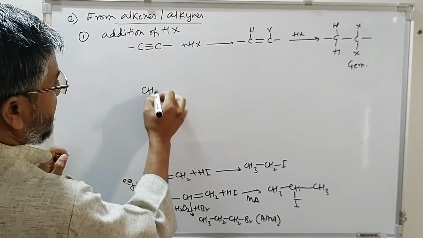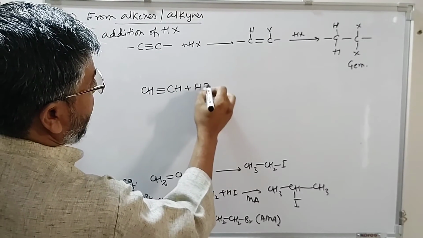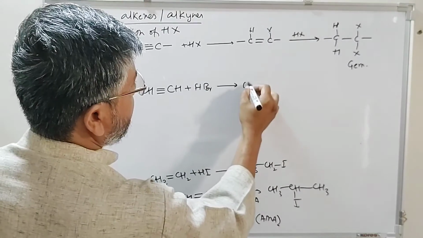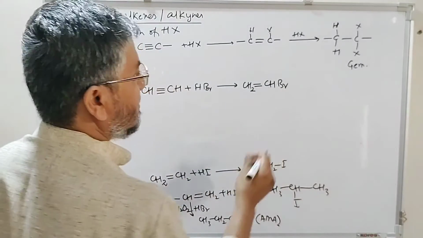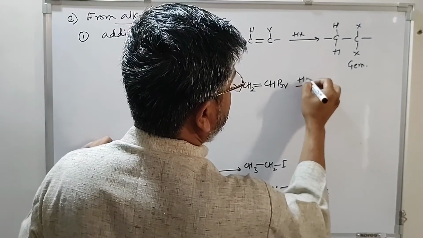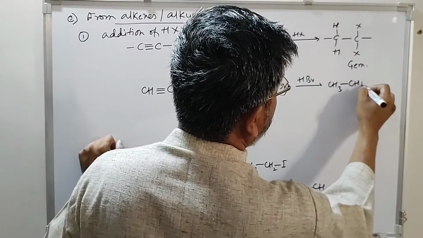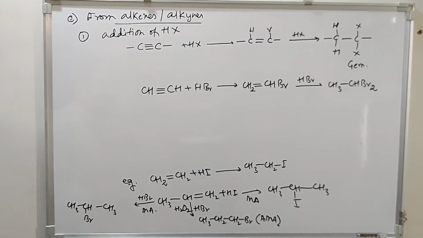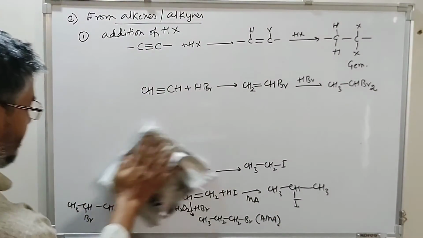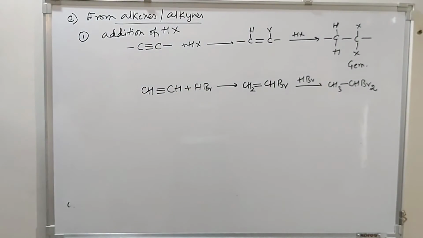Take HC triple bond CH reacting with HBr. This gives you CH2 double bond CHBr. With a second molecule of HBr, this gives CH3CHBr2. So this is how product formation takes place. So this is addition of HX to double bonds and triple bonds.